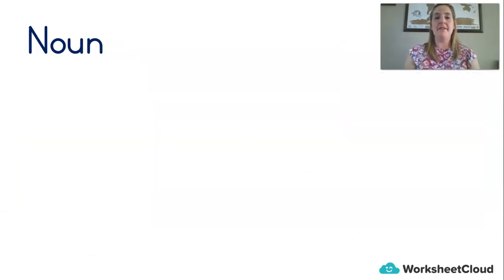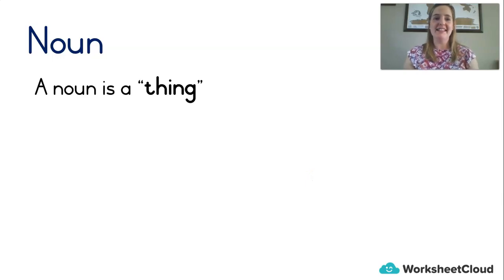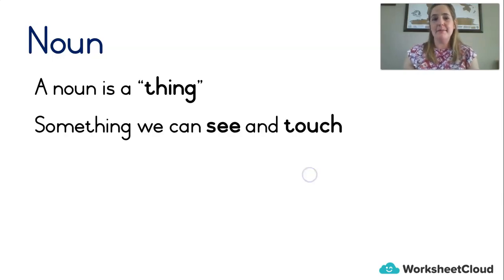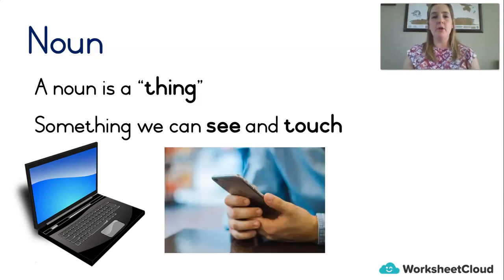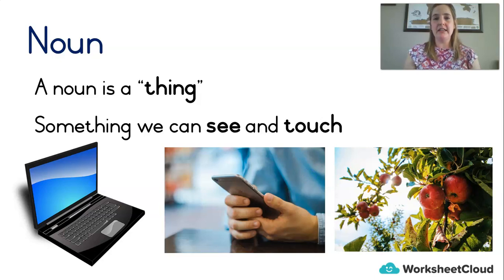Okay, next we have noun. And this is a very fancy definition. Do you remember my very fancy word? A noun is a thing. That's right. It's just a thing. It's something we can see and touch. So an apple would be a noun. It's just an ordinary thing. I can touch an apple. I can see an apple. For example, the laptop you're looking at, or maybe a phone, or this apple tree. Tree is a noun. Apple is a noun. The word apple tree is a noun.